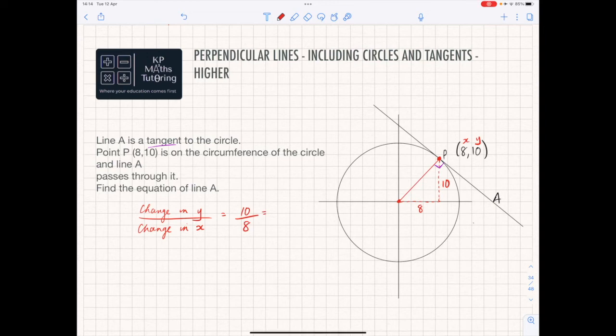So my gradient is 10 over 8. If you wanted to simplify that, you could call that 5 over 4, because you're obviously dividing both of those by 2. So for that red line, I can say the equation is y equals 5 over 4x, okay? And it passes through the origin, so effectively it's plus 0, but because it's plus 0, it's irrelevant, don't need to write it. So that's the equation of that red line.